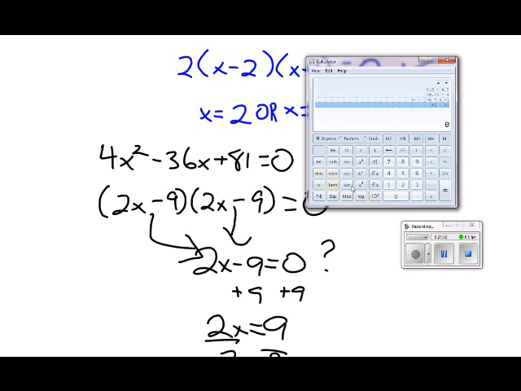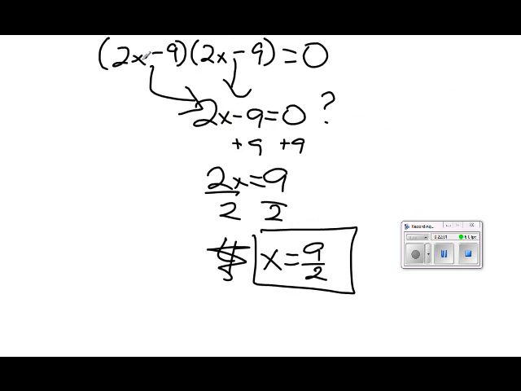So our vertex is at the point, not negative, 4.5, 0. There's only one answer. If you work this out and both of your factors are the same, it means you're only going to have exactly one answer. Okay? So that's your homework.